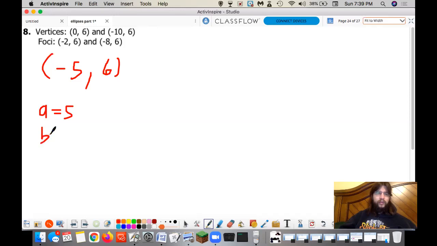We don't know what B is. We can figure out what C is, though. C is 2. I'm sorry, 3. To go from -5 to -8 is 3 units. Pythagorean triple there, B's got to be 4. Let's just do the math.